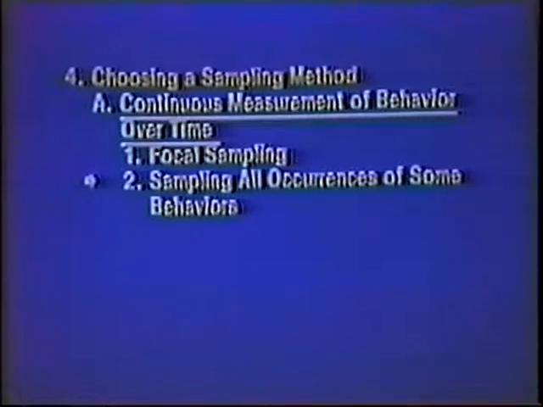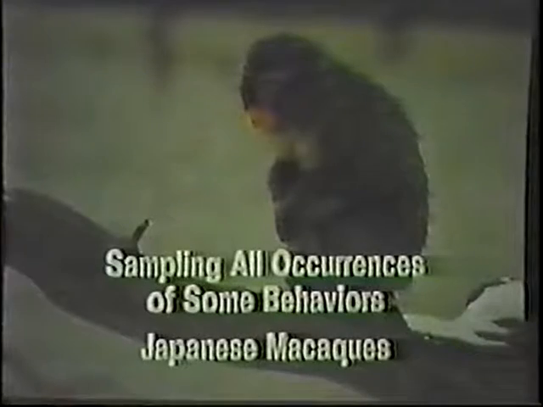Sampling all occurrences of some behaviors provides data on: 1. Rate, duration, and sequence of selected behaviors. 2. Who engages in the selected behaviors. And 3. Synchrony of behavior. We will use a segment on Japanese macaques to illustrate this data collection method.